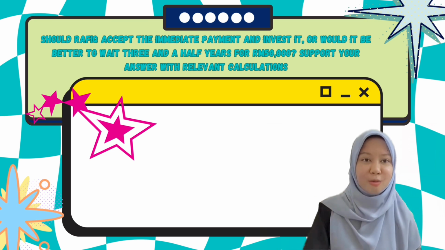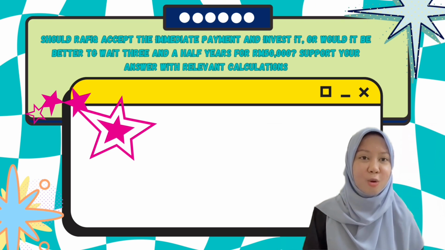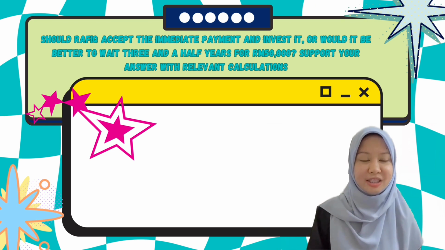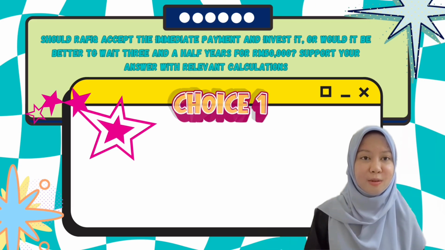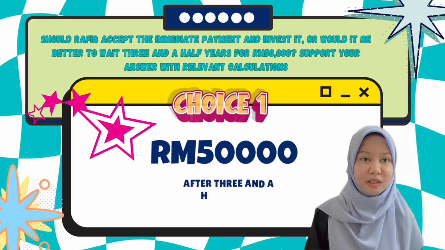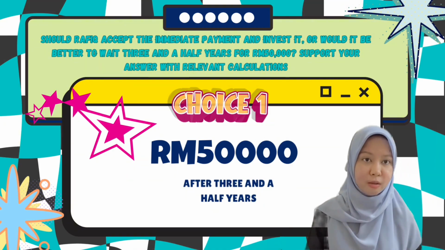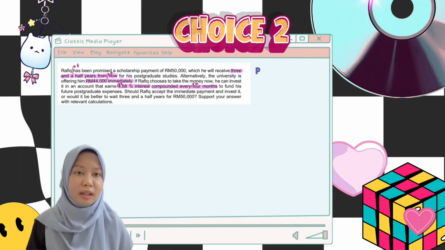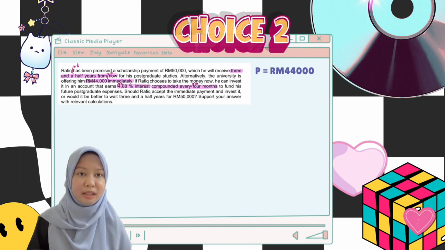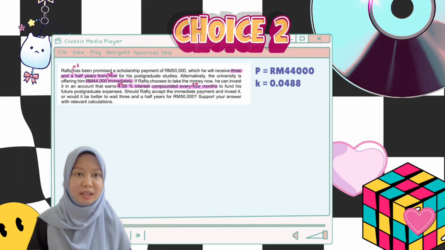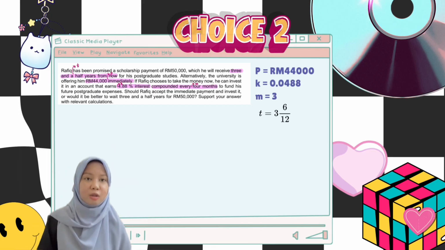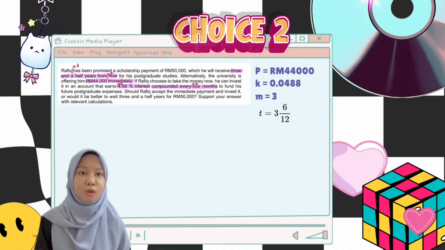In question 2, we can see that Rafiq has 2 choices, so we need to help him to make a better choice. For choice 1, he will receive 50,000 ringgit 3.5 years from now. That means the 50,000 ringgit is the accumulated value. For choice 2, he will get 44,000 ringgit immediately and invest it at 4.88% compounded every 4 months. So to make a comparison, we need to find the accumulated value for choice 2.